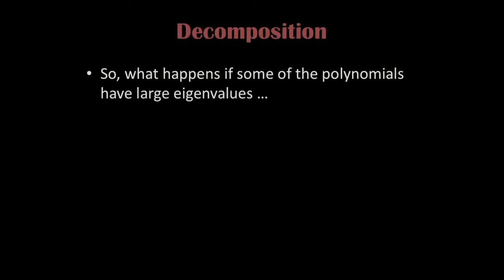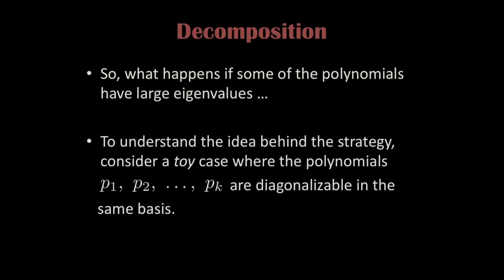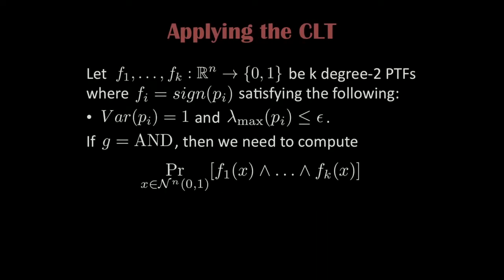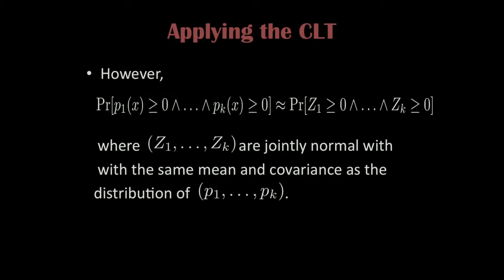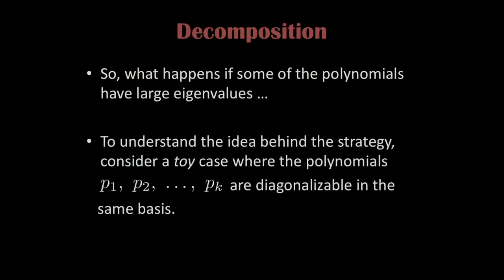So what happens if some of the polynomials have large eigenvalues? We'll consider a toy case of what we'll do. So assume that all the polynomials are diagonalizable in the same basis. Diagonalizable in the same basis means that all the Pi can be written as X transpose AiX plus Bi times X plus Ci. If all the matrices Ai are diagonalizable in the same basis, then we will consider this toy case.